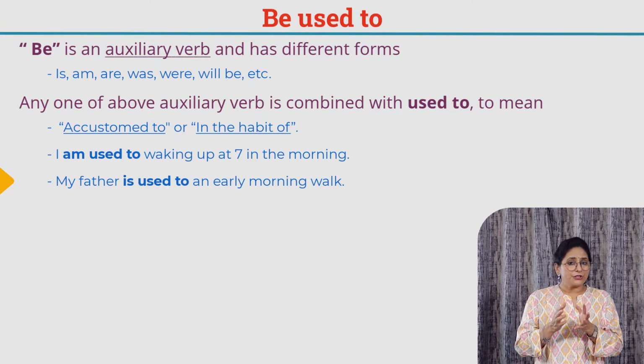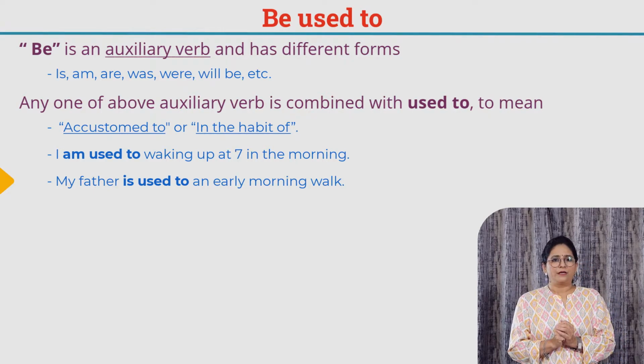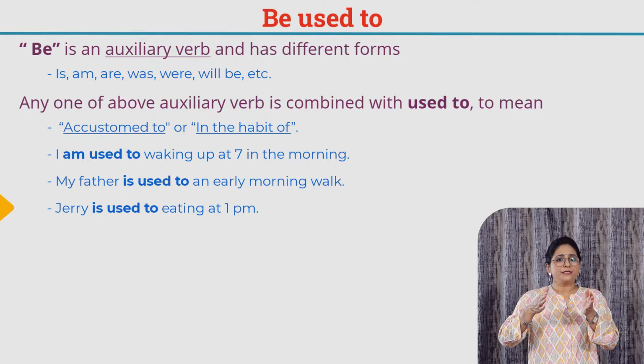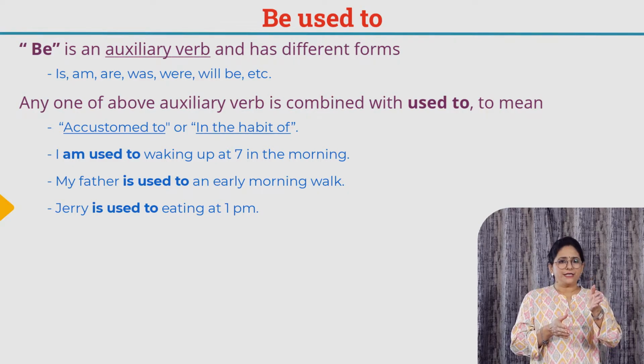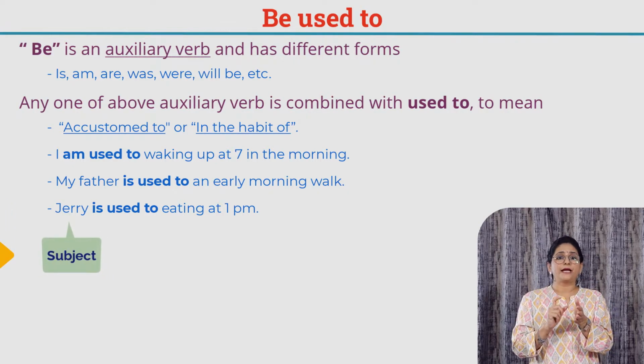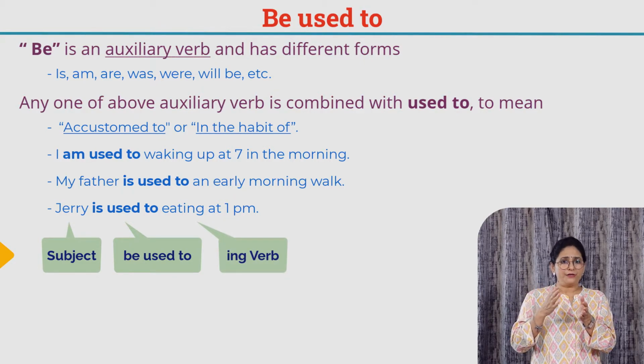Let's look at the structure of these sentences. How do we use them? So, Jerry is used to eating at 1 p.m. So, how do we use it? Jerry is a subject. Then is used to, that means be used to, and eating is the ing verb. And that's how we use it.